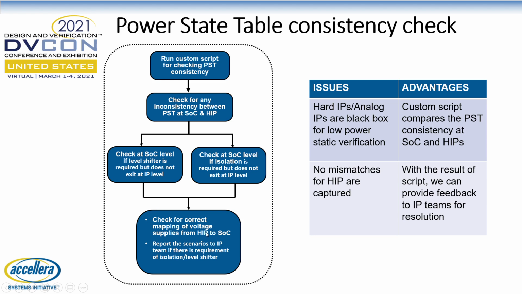Then we took this feedback and gave it to the IP owners. If there were any modifications they had to make, they came up with the next version of the IPs, and then they gave their IPs to release. So these issues were captured while doing this PST, power state table, consistency check, and we got the rightly configured hard IPs through this check.